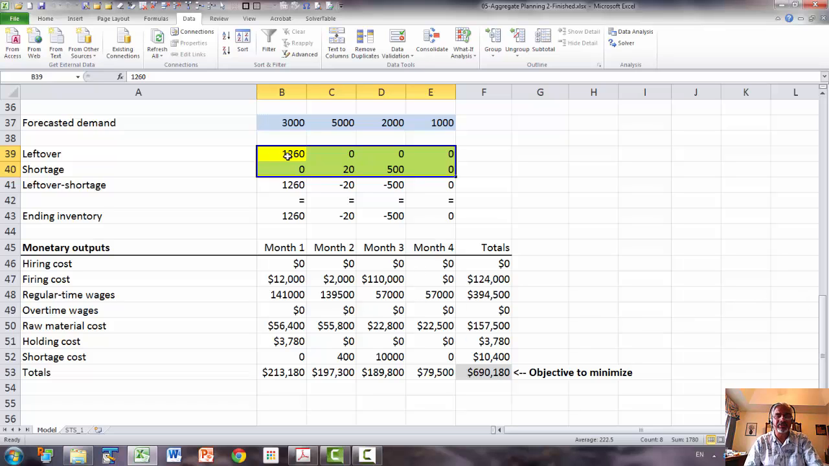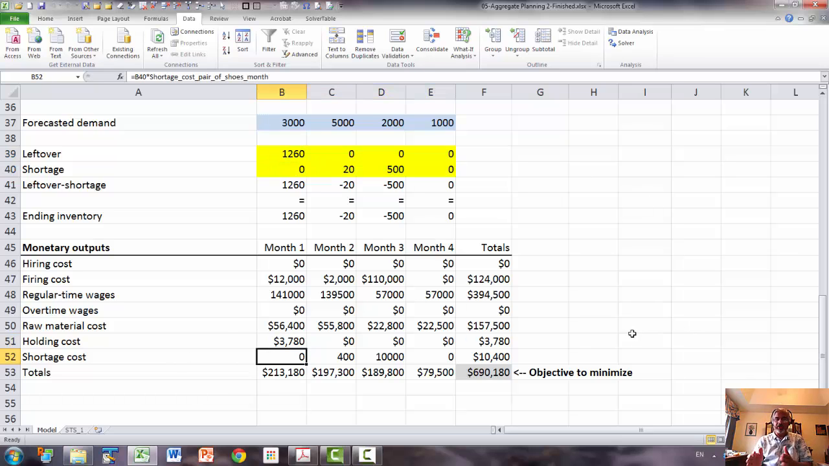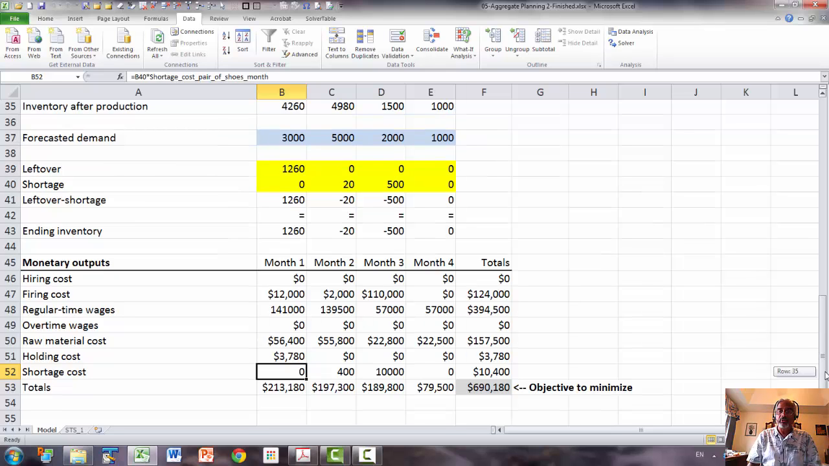So this little trick avoids the IF functions here, and because of that we can choose Simplex LP, which is a much more powerful solution methodology, and it will give you the optimum solution. You're guaranteed to get the optimum solution, unlike GRG Nonlinear. With GRG Nonlinear, there is no way for us to know that we have found the best possible solution.